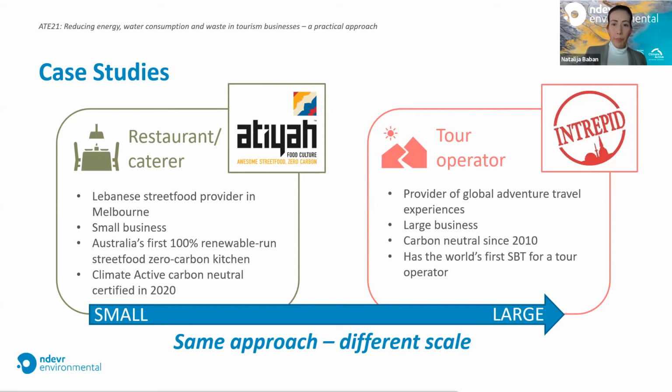street food. And on the other end of the spectrum in terms of size, we have Intrepid, who we've been working with for a number of years now. They've been carbon neutral since 2010, but have been Climate Active certified since 2018. And last year, we also helped Intrepid develop its science-based target, which is the first in the world for a tour operator. And shortly, I'll explain what carbon neutrality and science-based targets are.